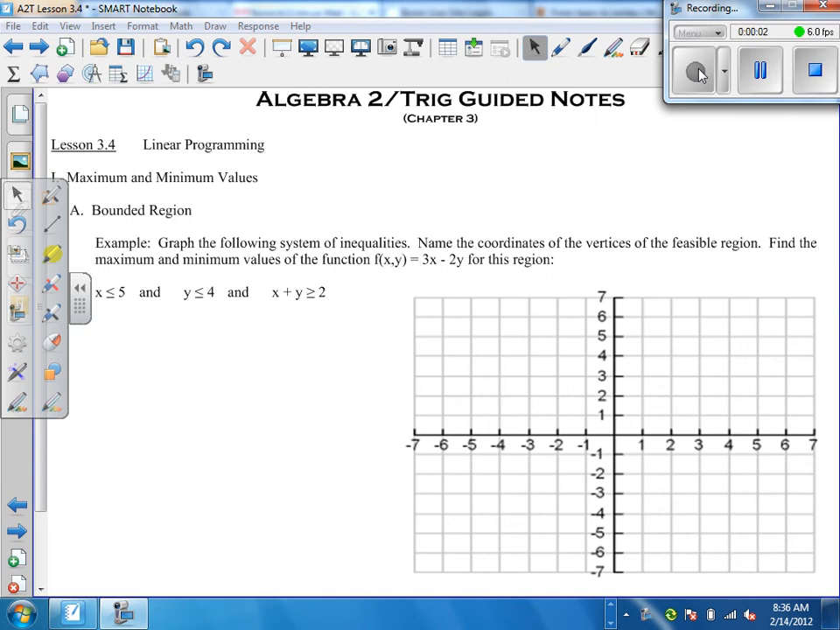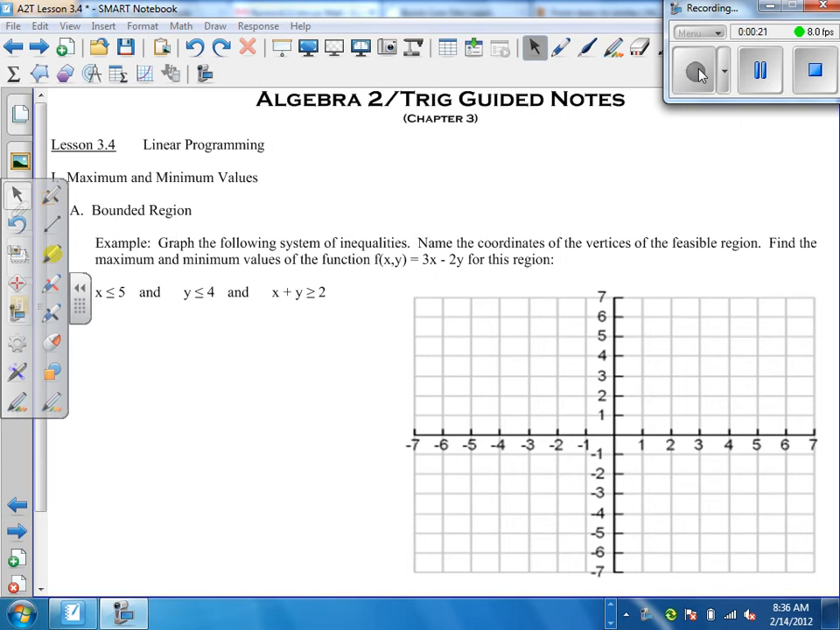In lesson 3.4, we're going to look at something called linear programming and then finding maximum and minimum values for different regions. This kind of ties into where we enclosed the figure in the last lesson and found the vertices. It's what we're going to have to do to find the maximum and minimum values.